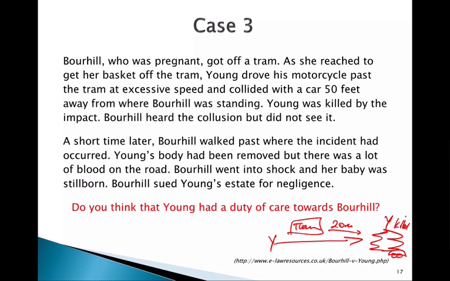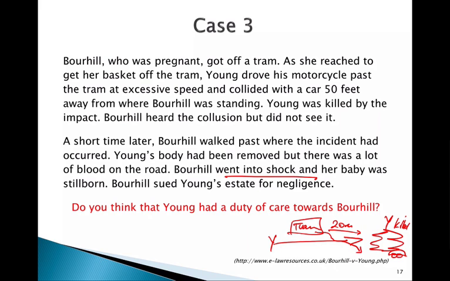Now, Borhill gets off the tram, walks past the accident, and then goes into shock and loses her baby, and is arguing that this is attributed to the shock of walking past the accident and seeing Young die. She's also going to argue that Young was riding negligently, which caused the accident. And so that's where we get into this reasonable foreseeability problem, right? Given that Young owes a duty to other people on the road, where does that duty begin and end? What's the reasonable foreseeability? What's the scope of the duty of care?